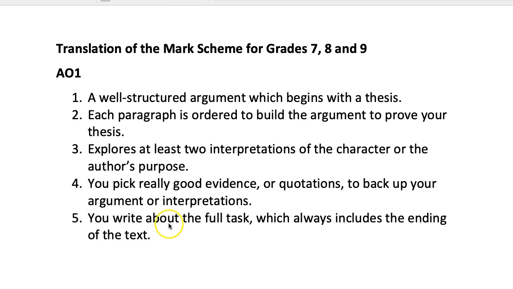Okay, the next crucial thing you can do to control the way the examiner already thinks of you as a grade 7 writer is to write about the full task, including the ending of the text. So it's quite useful not to wait to the end of your essay to write about the ending of the text. You can write about the ending much earlier because it will link to the author's purpose.